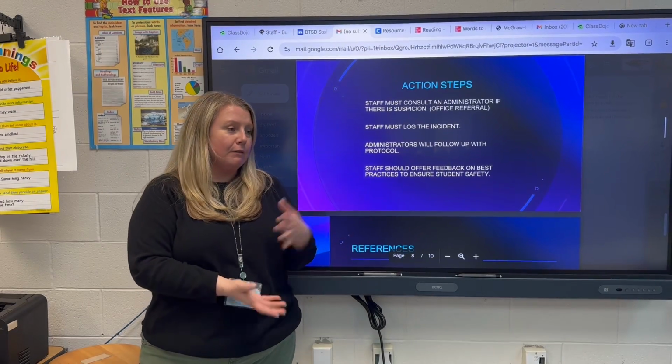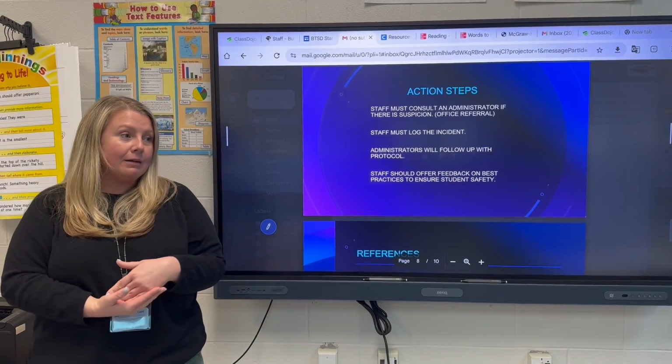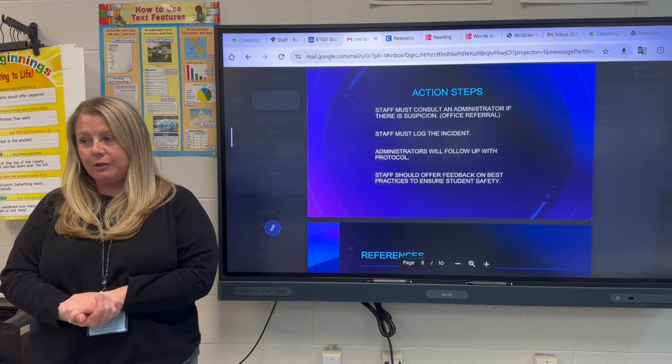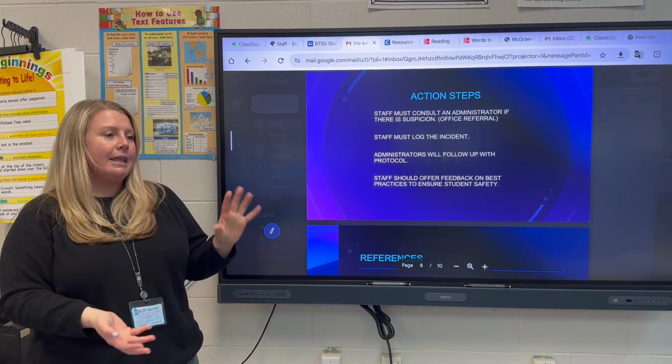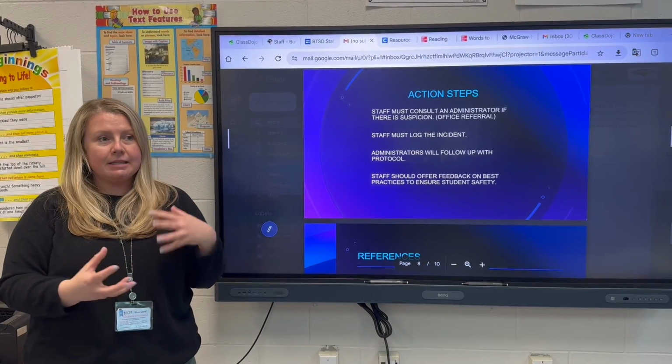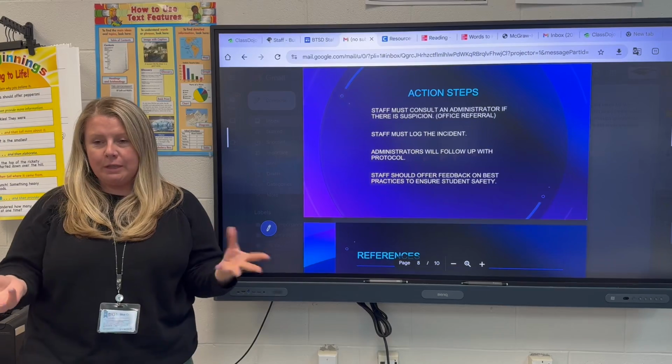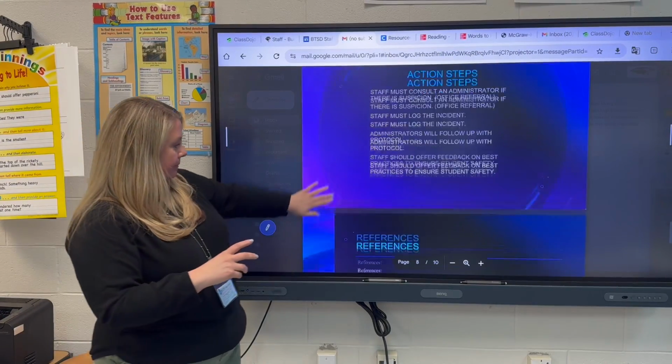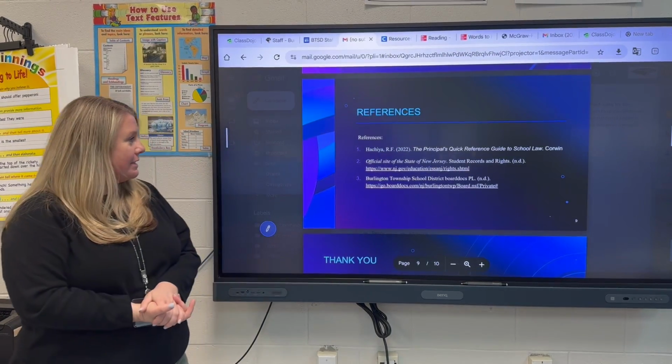If a student is involved in a search specifically without consent, we need to make sure that we follow up with our counselors to be sure that it doesn't affect the climate, the culture, and the trust between the students and the staff. Here are the references here.